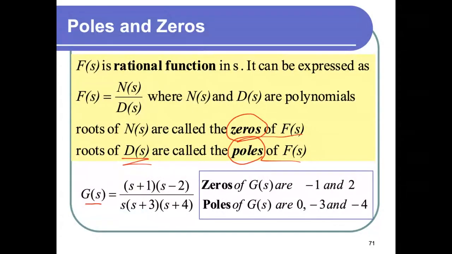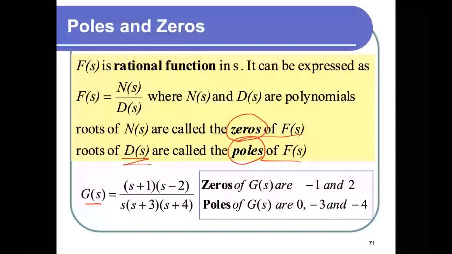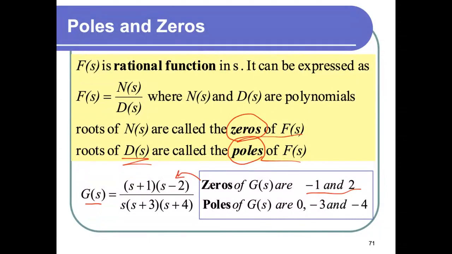So if we have an example, g of s being s plus 1 multiplied by s minus 2 over the denominator, then the zeros of g are minus 1 and 2, because these are the roots of the numerator. And the poles of g are 0, minus 3, and minus 4, because these are the roots of the denominator.